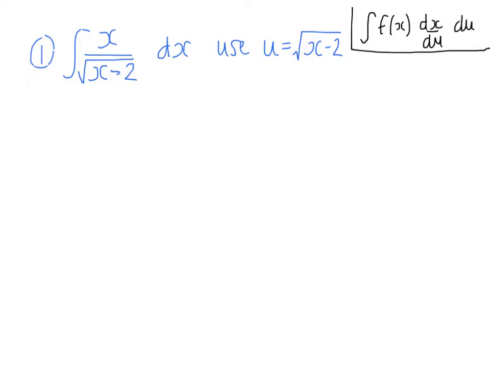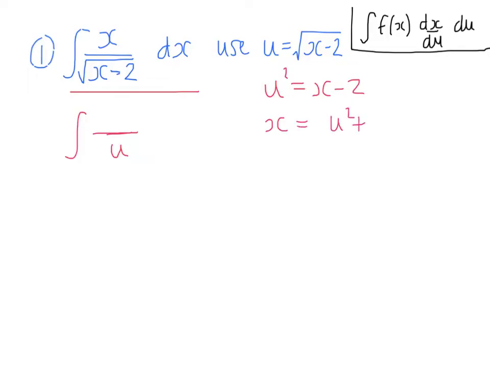So we're going to replace all the parts in the integral by u's. Obviously the bottom part of the integral is just u, because we've been told to use the square root of x minus 2 as u. Then we've got to replace the top. If u squared is x minus 2, then x would be u squared plus 2. So we can replace the top of the integral by u squared plus 2.